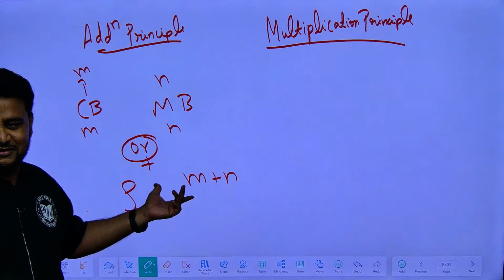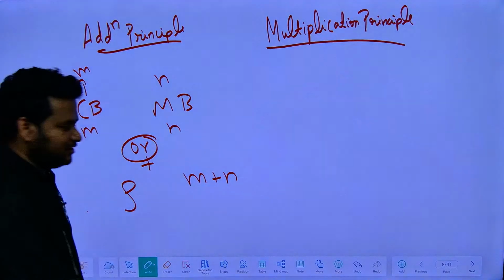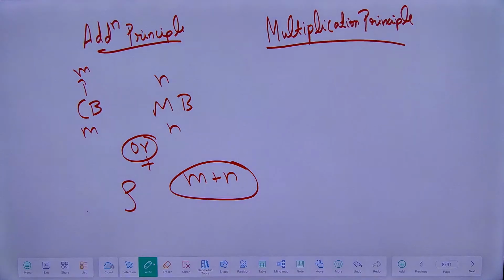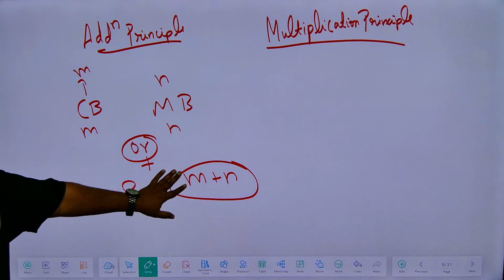You also want, Arsha? For you, we will give separately. So this is m plus n, this is m plus n, which we will be using.